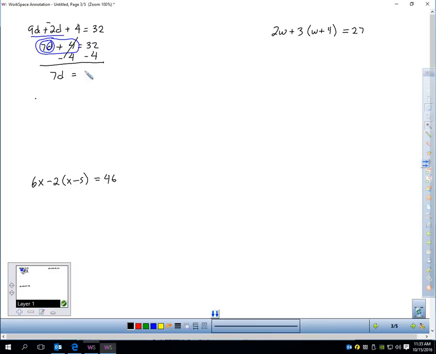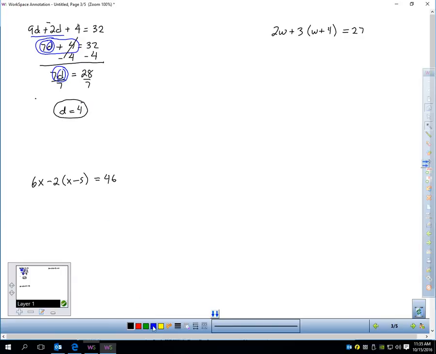7d equals 28. Okay, the next thing, if I draw up my onion, I got to get rid of the layer here where I'm multiplying by the 7. Well, to get rid of multiply 7, I would divide by 7. I'm getting d equals 4. Okay, I should check it now.